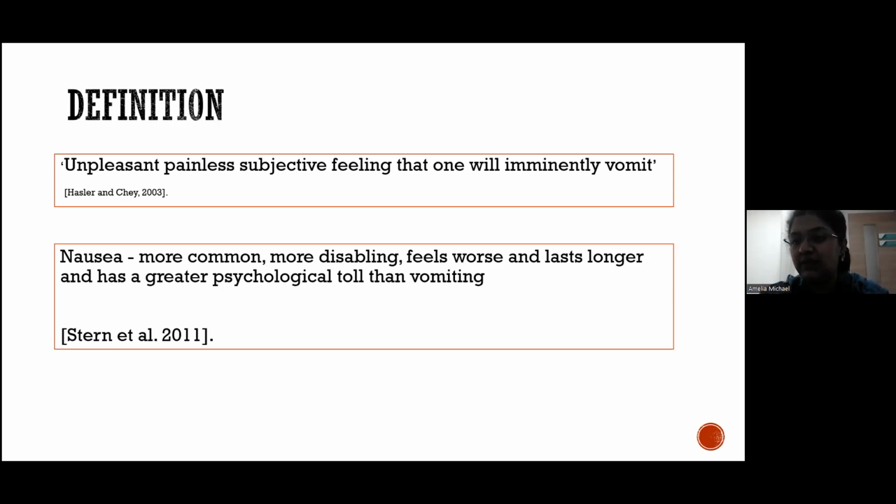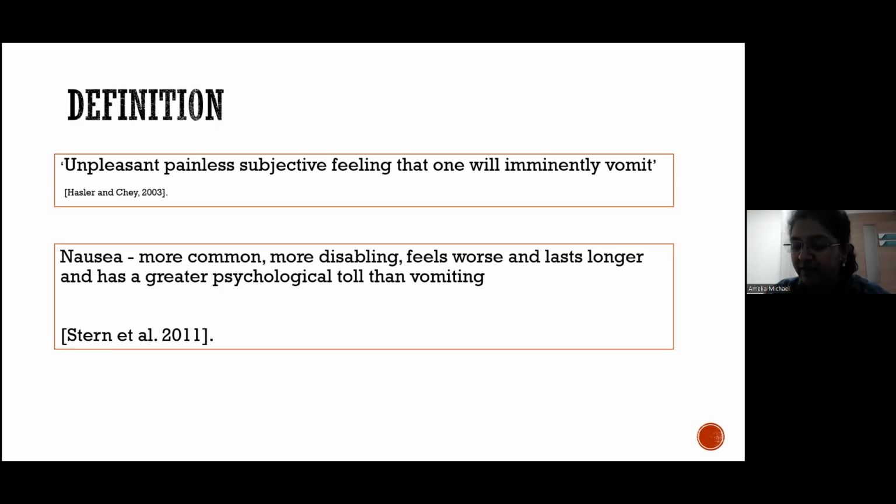Nausea is an unpleasant, painless, subjective feeling. What nauseates me doesn't have to nauseate you. What could trigger vomiting in me doesn't have to trigger a vomit in you. Just as pain is very subjective and has to be individually managed, so does nausea have to be. It's more than vomiting; it is nausea that is more disabling, feels worse, and lasts longer. People who are nauseated complain that their quality of life is affected a lot because of the nausea.